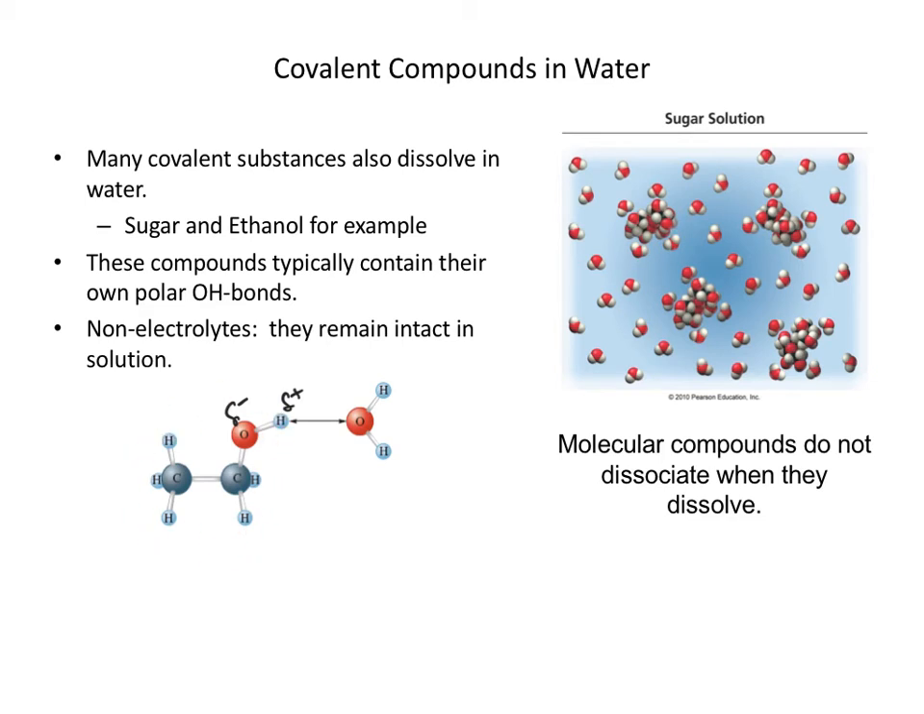Now, something that we'll talk about in the next chapter, one exception to that is acids. And so acids are covalent compounds that do dissociate, but we'll talk about that more later.